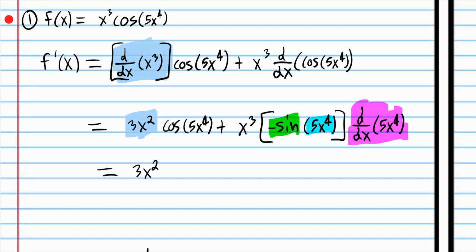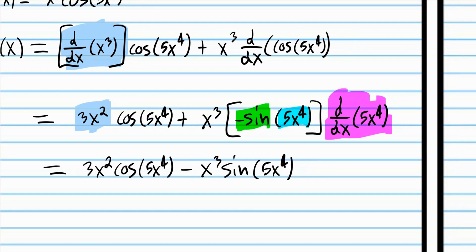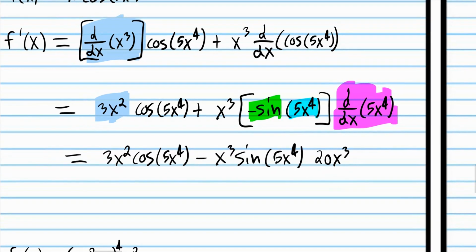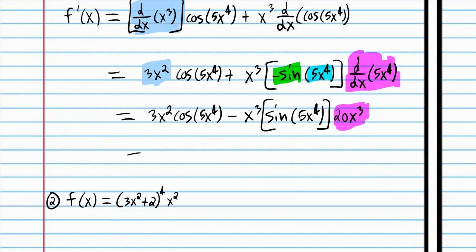So we have 3x squared cosine of 5x to the 4th power. And I guess we can go ahead and just write minus, because we know it's going to be a negative. Negative x cubed sine of 5x to the 4th power, and then the derivative of 5x to the 4th is 20x cubed, and we have to be careful not to confuse this as being part of the inside of the sine function. So in order to deal with that, we should probably write brackets or something. So that's where that came from. And then we can write our final answer.